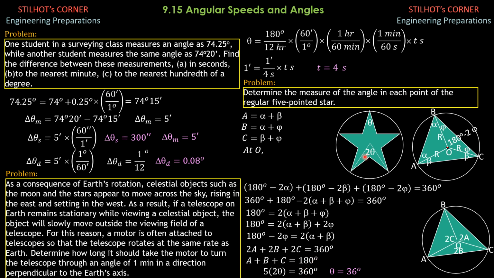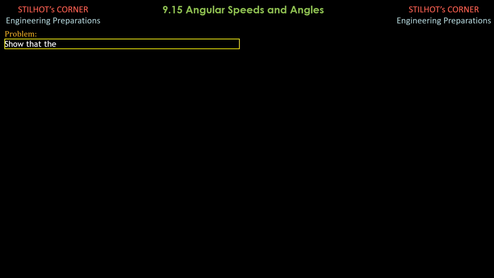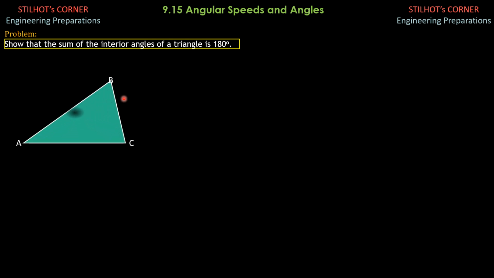And in this problem here, 5 times 2 theta is 360 degrees. So theta is equal to 36 degrees. So that's it for that problem. So for the next problem, show that the sum of the interior angles of a triangle is 180 degrees. So we have shown in the preceding slide that the sum of the interior angles of a triangle is really 180 degrees. Here is another proof.